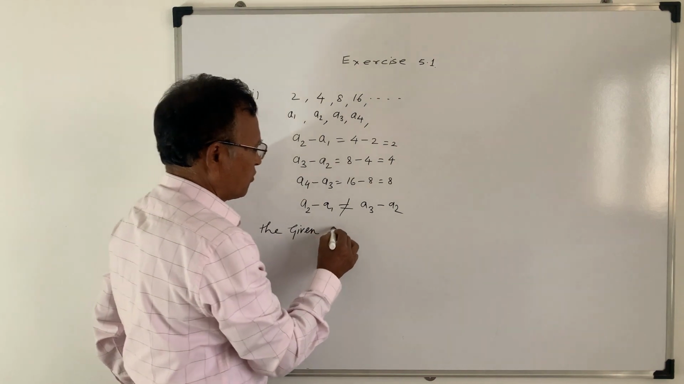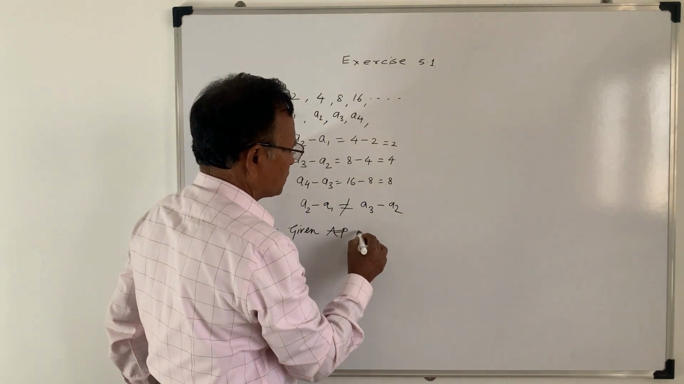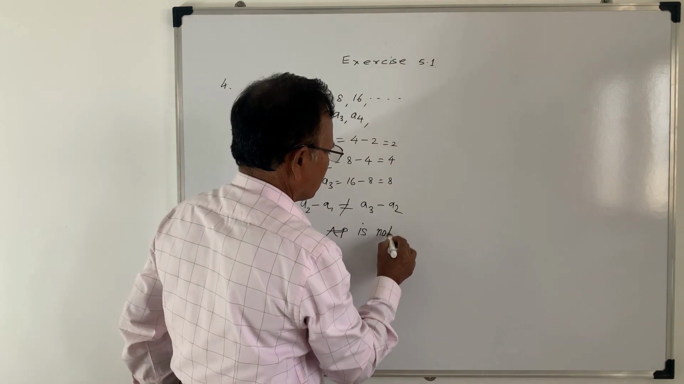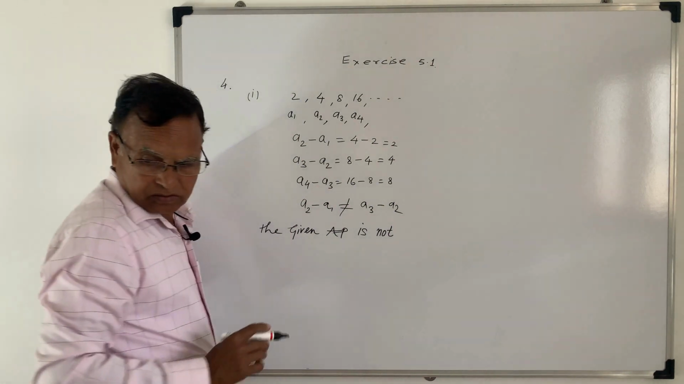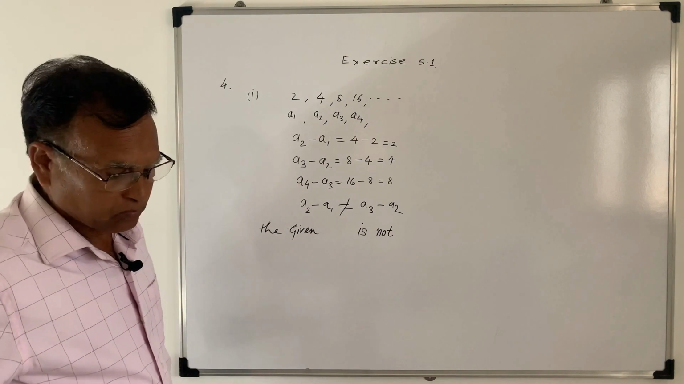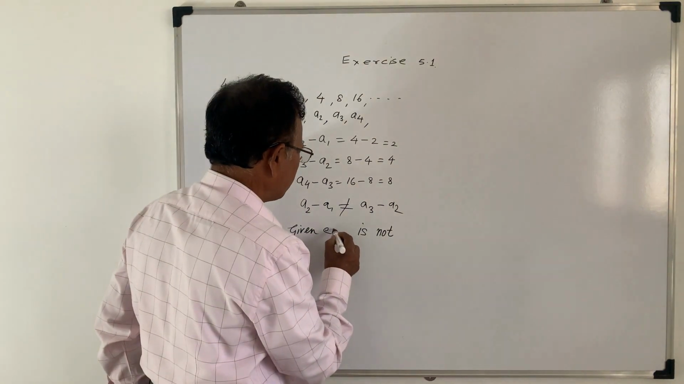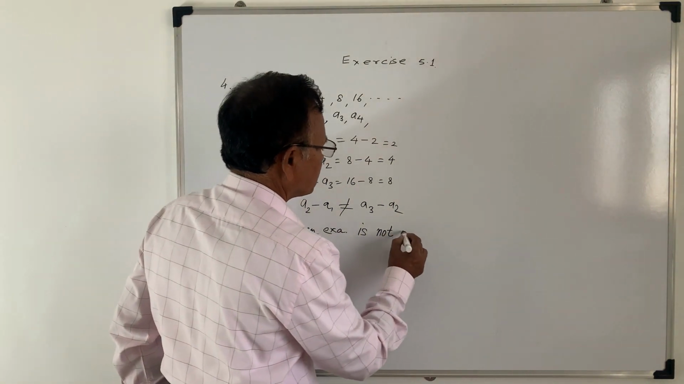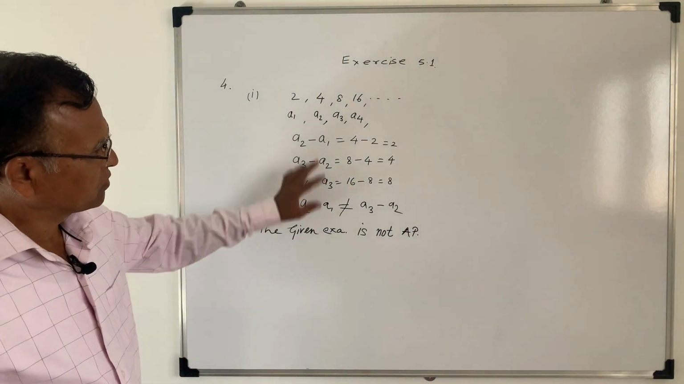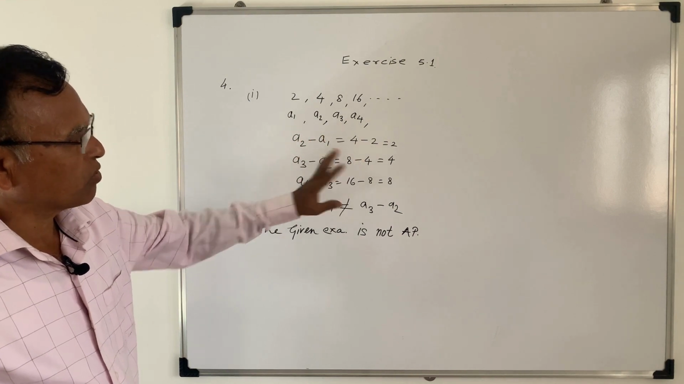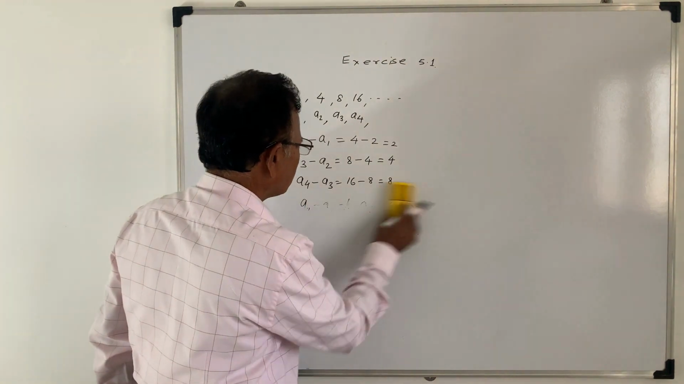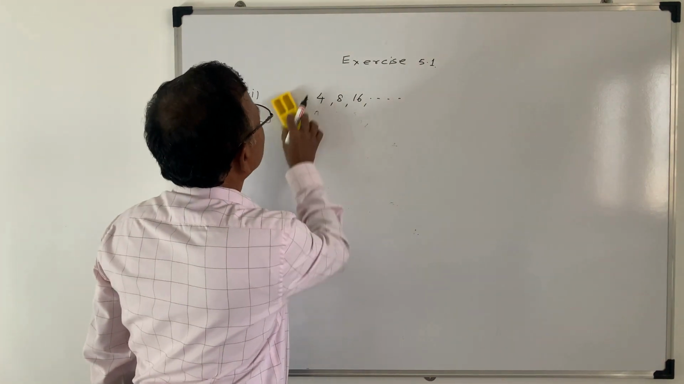The given arithmetic progression, the given terms, the given example is not arithmetic progression because common difference is not same. Okay, so thus you can take other examples also.